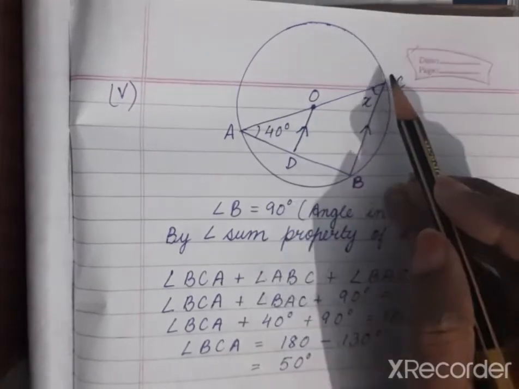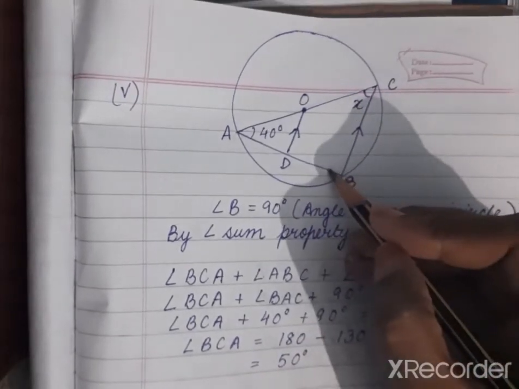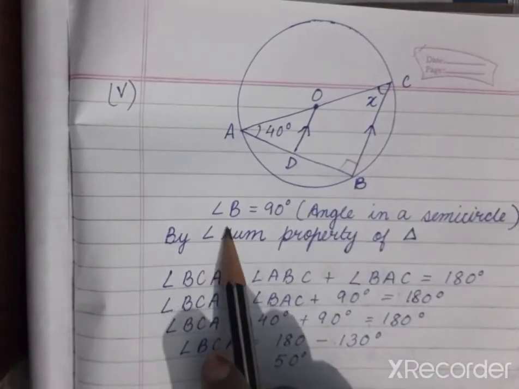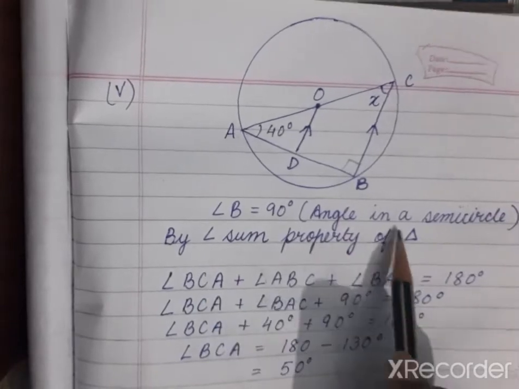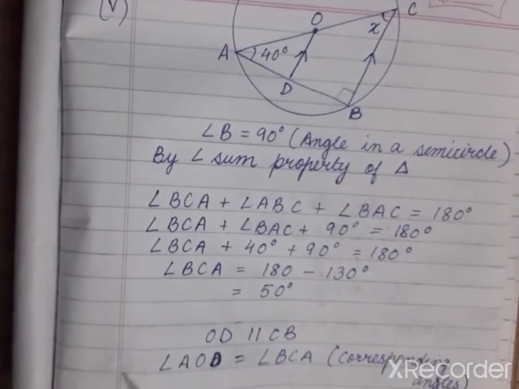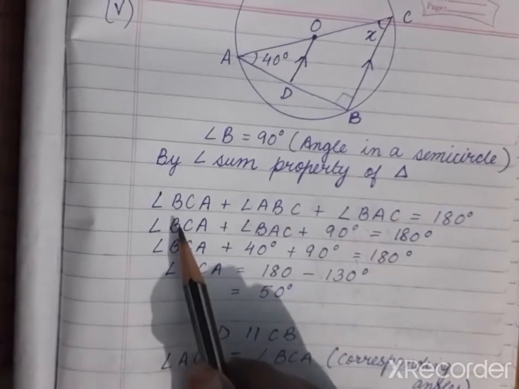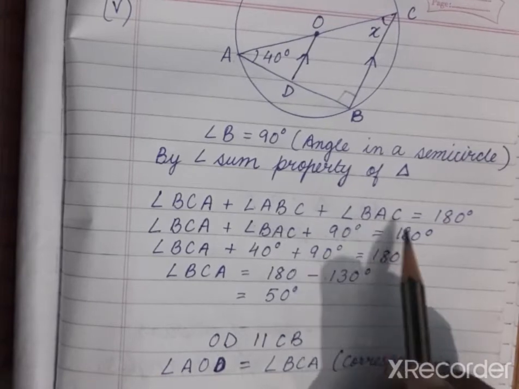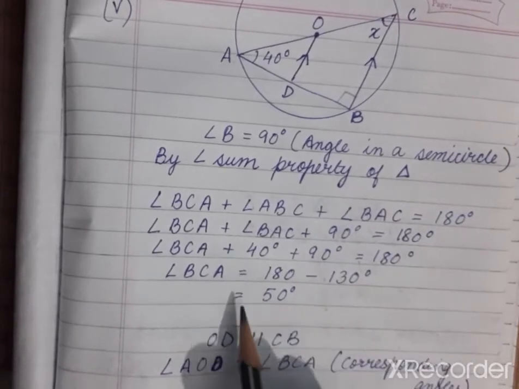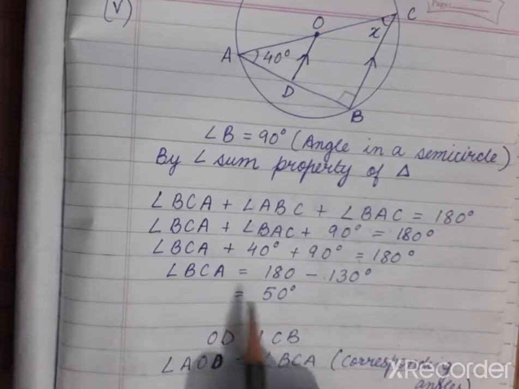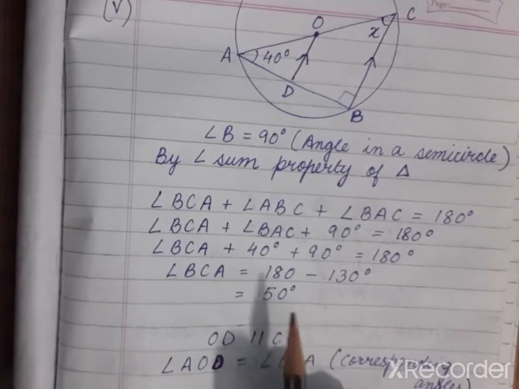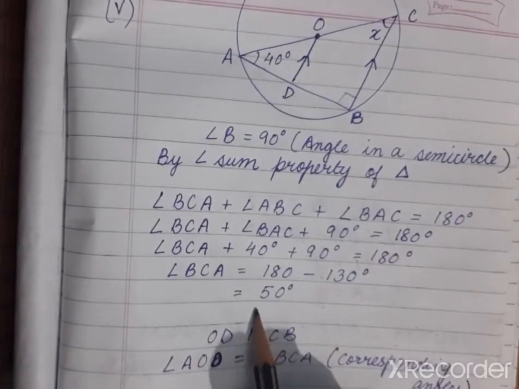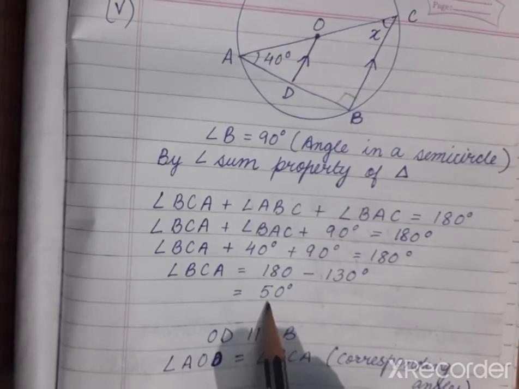Again it is formed in a semicircle, and here you can see that it will be 90 degree because it is formed in a semicircle. Therefore, we can write angle B will be equal to 90 degree, angle in a semicircle. By angle sum property of triangle, angle BCA plus angle ABC plus angle BAC will be equal to 180 degree. By putting the value, this is 40, this is 90, we get that angle BCA will be equal to 50 degree.